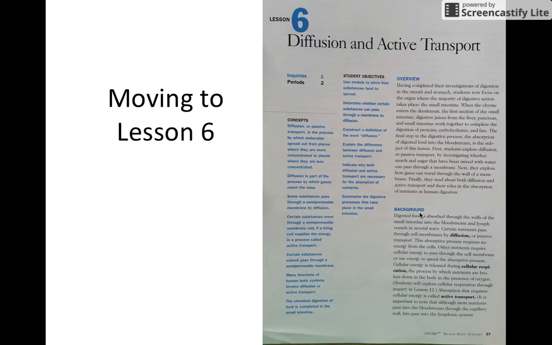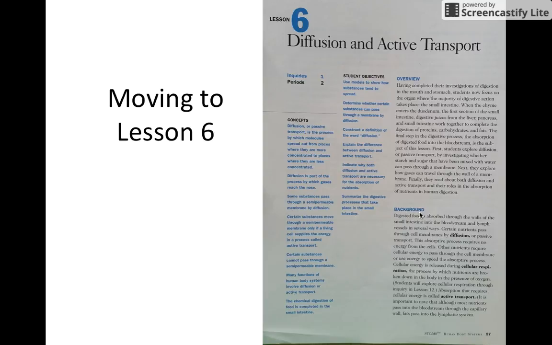Now, after finishing lesson 5, move on to lesson 6. And this is where they're going to start talking about the concept of diffusion. And that's the main goal. Diffusion and absorption is the main goal for lessons 6 and 7. And we want students to understand basically that when food is broken down, it diffuses into our cells, and that's how it provides our bodies the nutrients they need to sustain life.